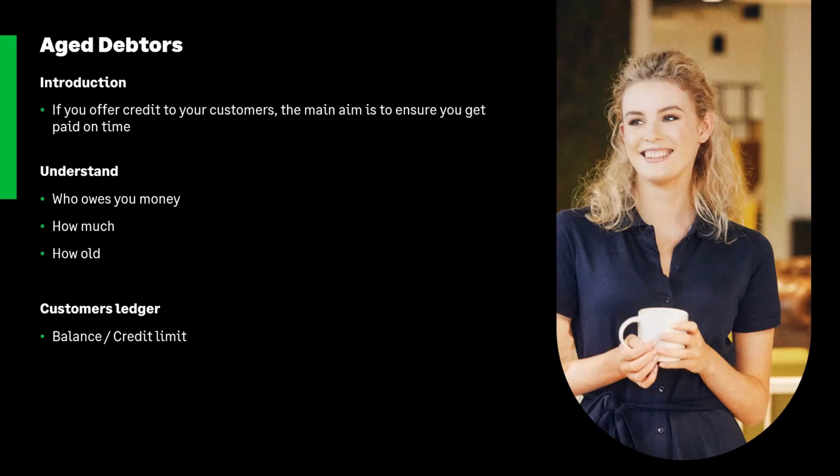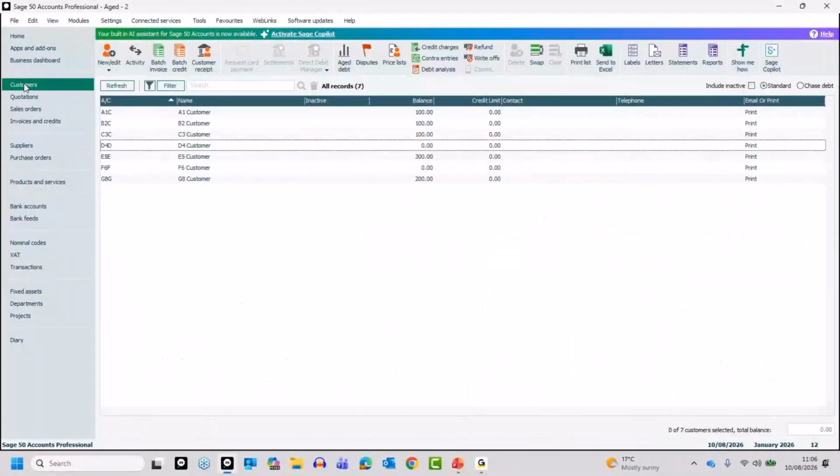Now, as far as the customer's ledger is concerned, is it due, is it not? The standard customer's ledger only shows you the balance and the credit limit. So just quickly sharing my screen there. It seems like an eternity to share a screen these days.